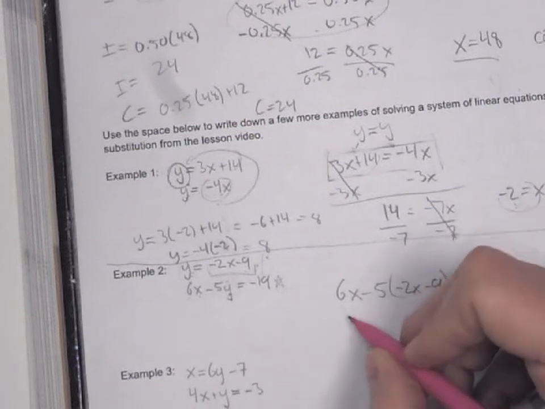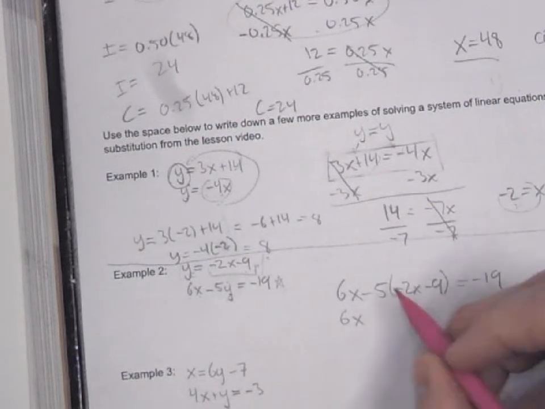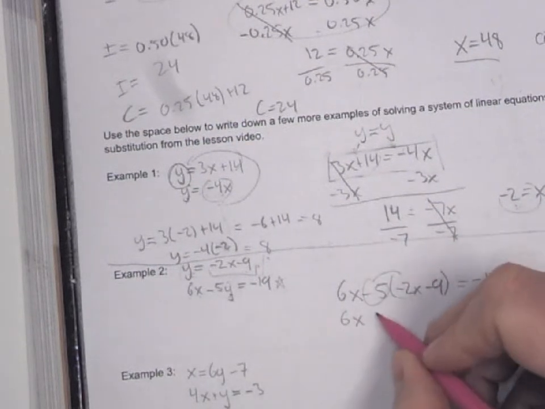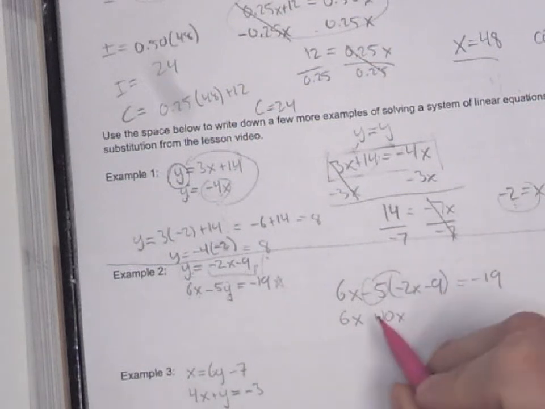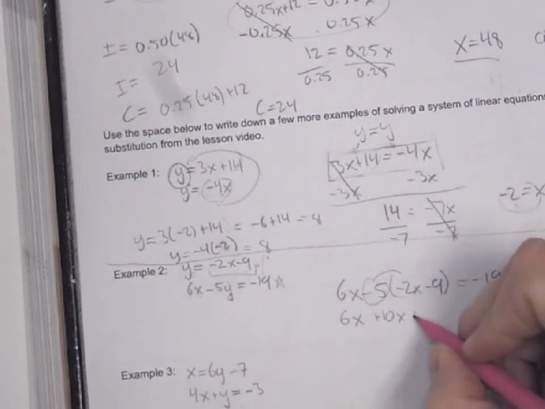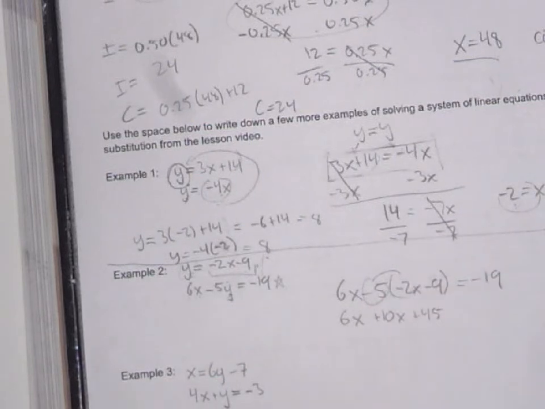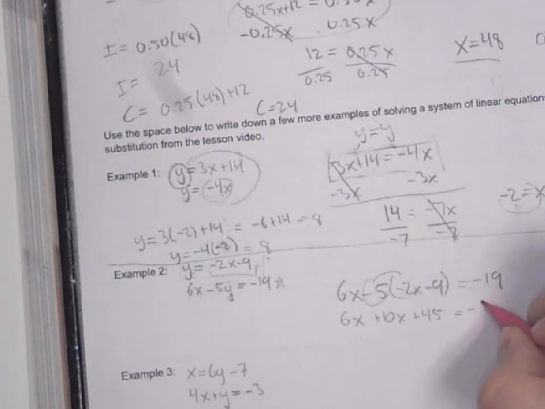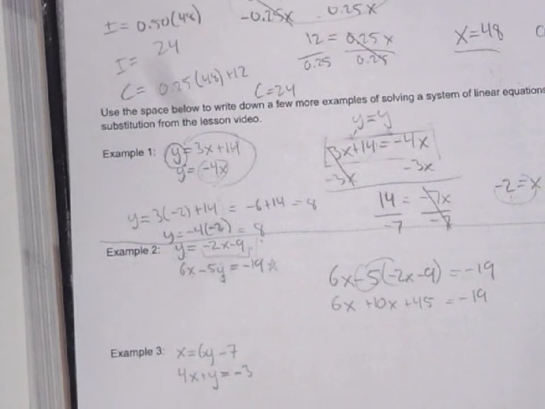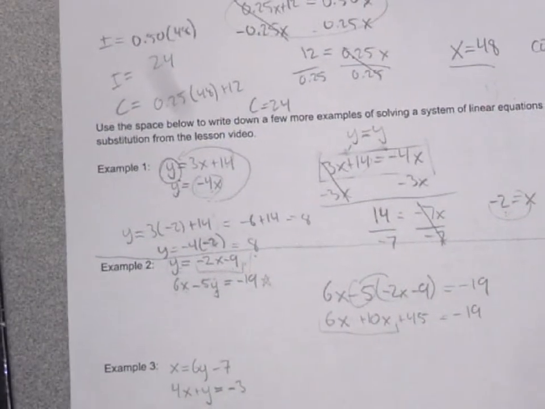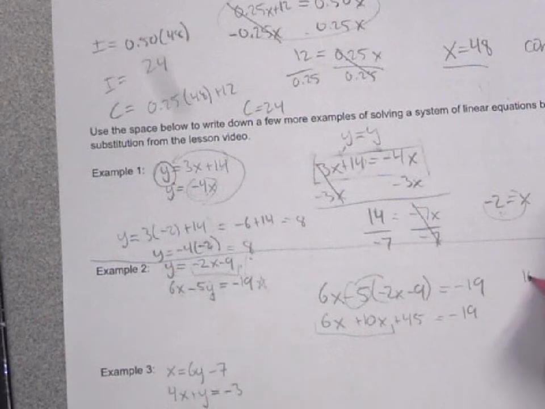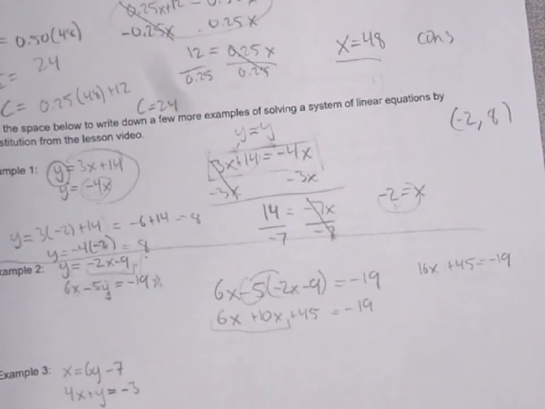So we're going to start by distributing this negative 5. So negative 5 times negative 2x will be plus 10x. Negative 5 times negative 9 will be positive 45. So don't forget to distribute the negative there as well. Equals negative 19. Okay? All right, now combine like terms, right? So 6x and 10x together give you 16x. So we got 16x plus 45 equals negative 19.